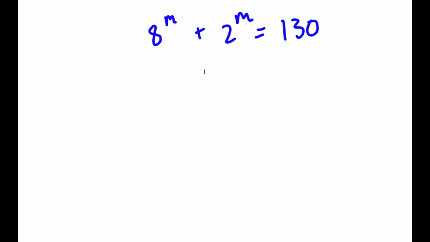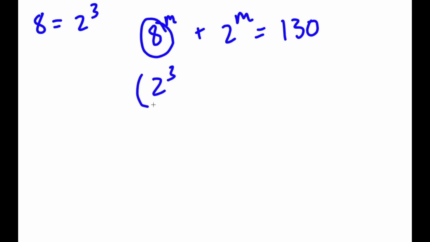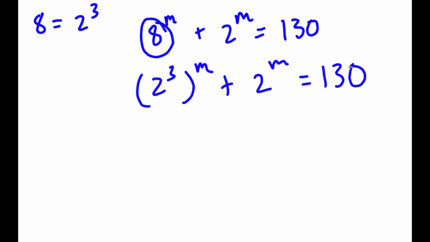In today's video, I'm going to be teaching you how to solve this exponential equation. So we have 8 to the power of m plus 2 to the power of m is equal to 130. Now, the first thing I'm going to do is change this 8. So 8 is equal to 2 to the power of 3. So now, if I substitute in 2 to the power of 3 for 8, I get 2 to the power of 3 to the power of m plus 2 to the power of m is equal to 130.